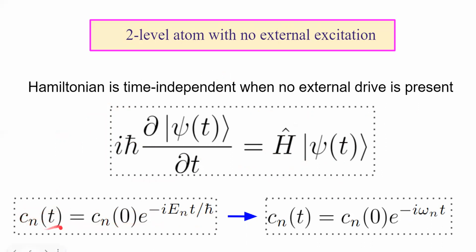So Cn(t), the probability amplitude of the state collapsing to the nth eigenstate as a function of time, is equal to Cn(0), the initial value, times e to the power minus j En t by ħ. En is the energy eigenvalue corresponding to the nth basis state, and this can be represented in terms of the frequency of the nth energy level, omega n.